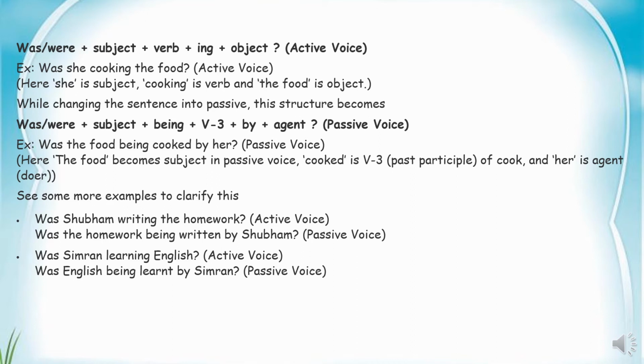that is the doer. Some more examples to clarify this are, was Shubham writing the homework is in the active voice. Was the homework being written by Shubham is in the passive voice. Was Simran learning English is in the active voice. Was English being learned by Simran is in the passive voice.